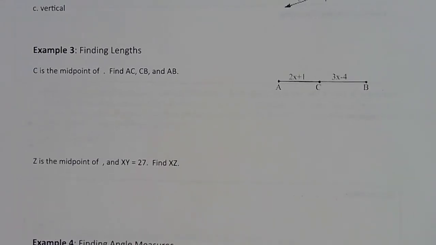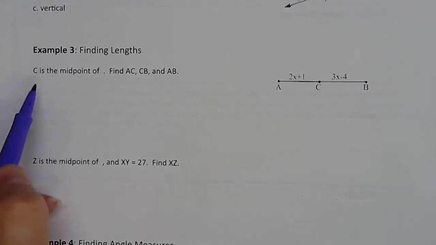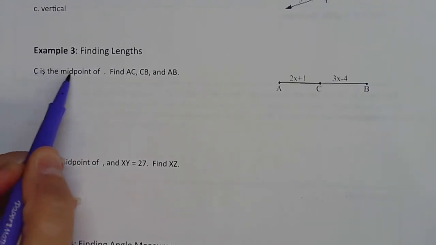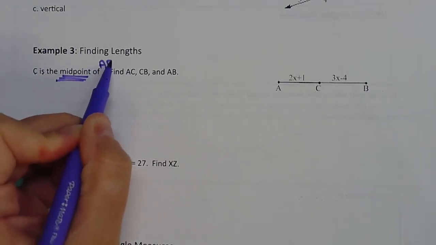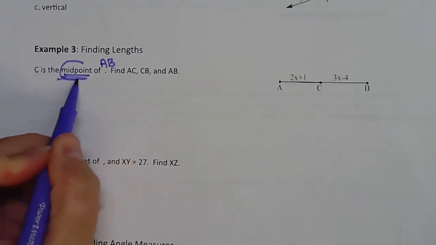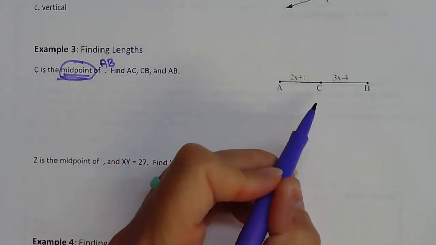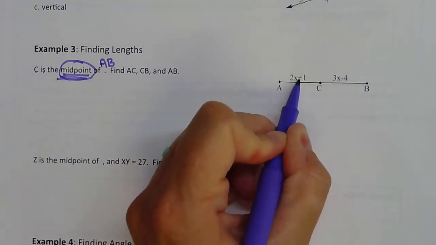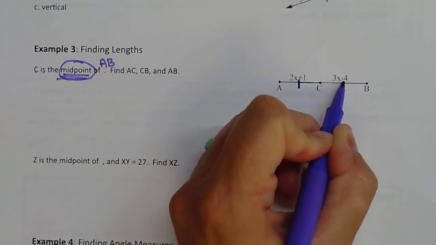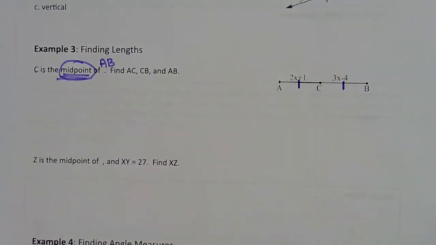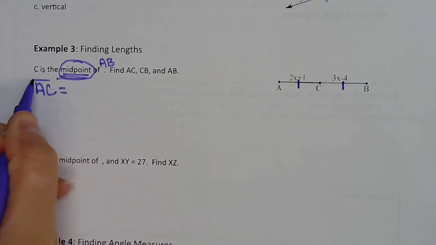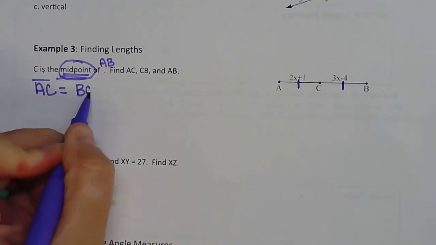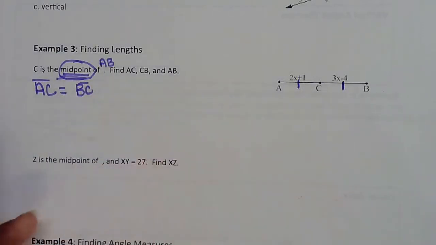So for example 3, in the directions, they tell you C is the midpoint of AB. So they're telling you that this is the midpoint. Because it's a midpoint, you know that this length AC is equal to that length CB. So we know because it's a midpoint that AC equals BC. We know those two lengths are equal to each other.